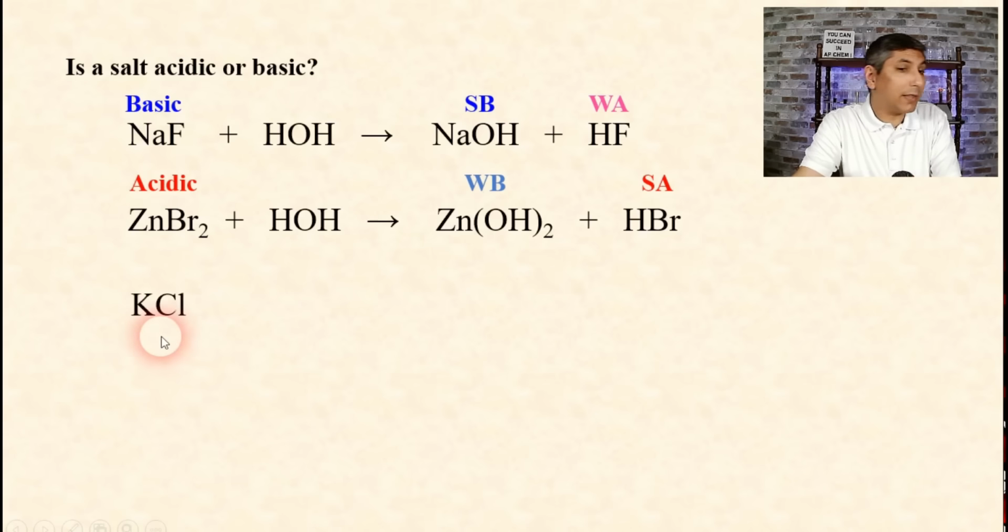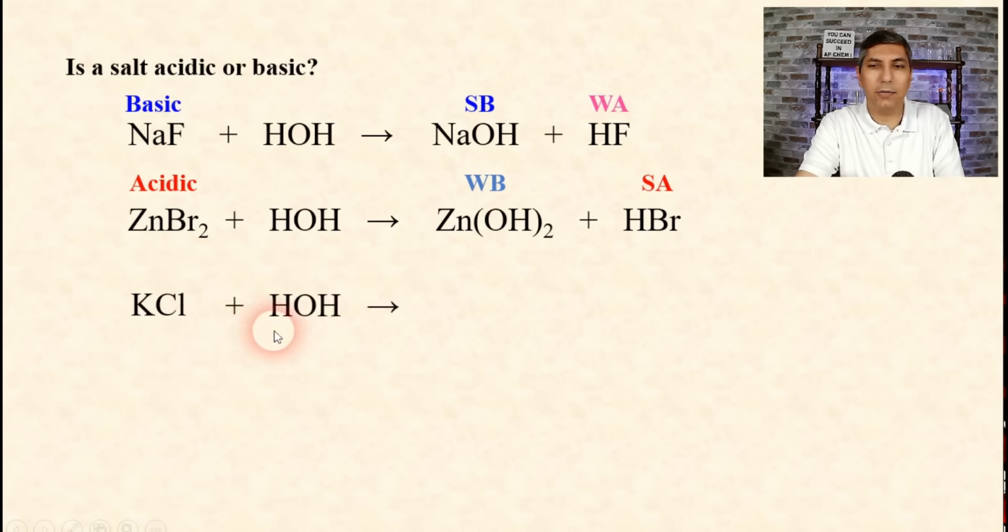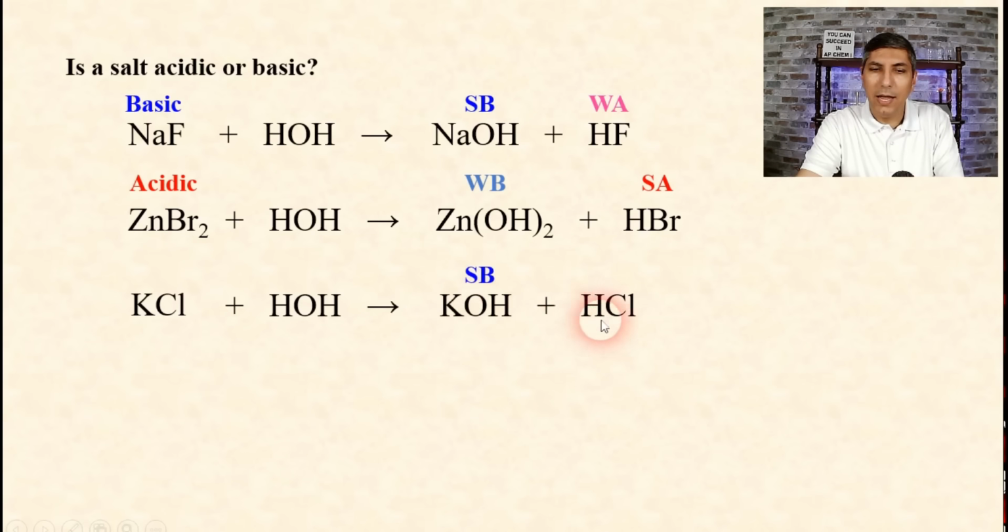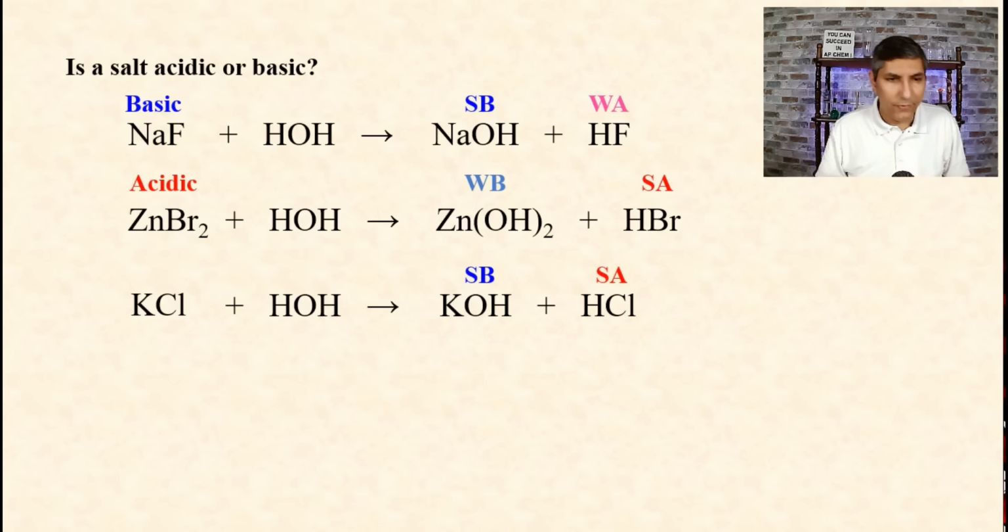And what if we have something like this, like KCl, potassium chloride? Well, same trick. You can add it to water. And K gets with OH to make KOH. H gets with Cl to make HCl. And we know that KOH is a strong base. HCl is a strong acid. And guess what? Strong base, strong acid, they neutralize. That's a tie, which means that KCl is neutral. It's neither acidic nor basic. And so that's just a little trick that you can use to figure out if a salt is acidic or basic.